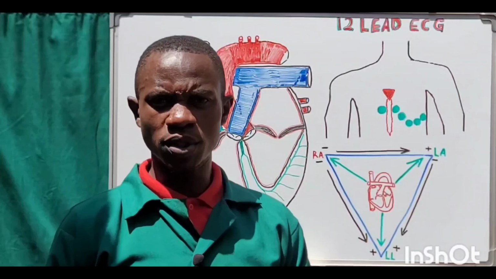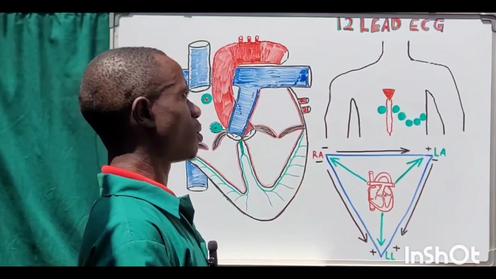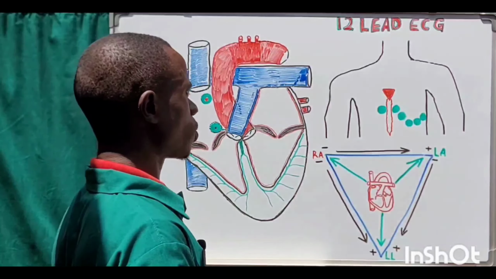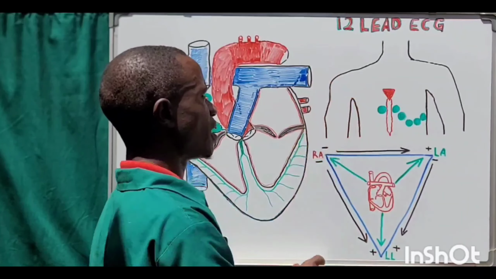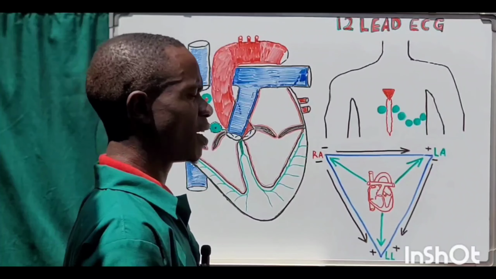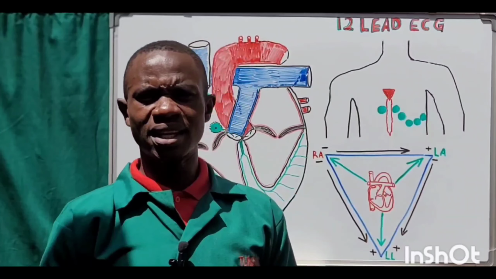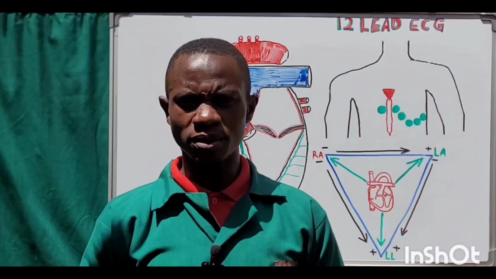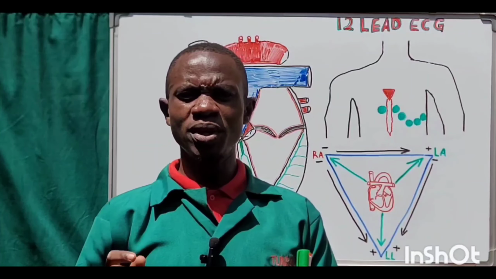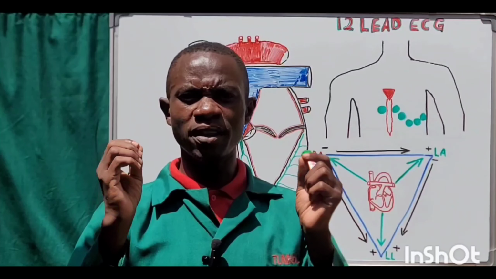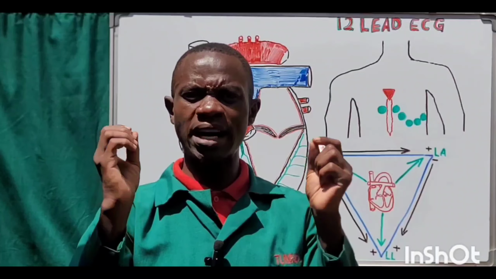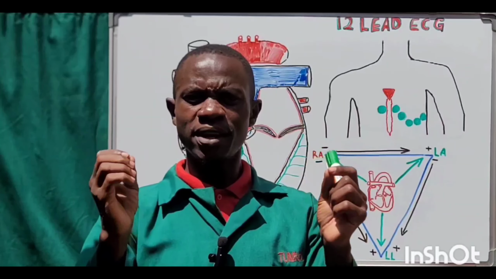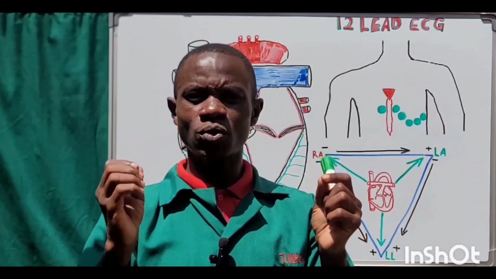We are continuing with this session where we are looking at what we call the leads, because we said that the ECG machine uses approximately 12 leads. Now, we need to first understand what a lead is, because it's very important. A lead is the different directions of view of the heart's electrical activities. Okay, the different views of the heart's electrical activities.